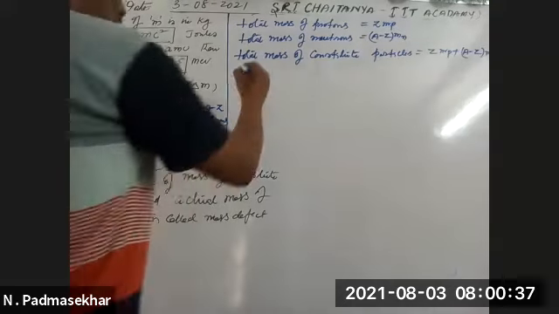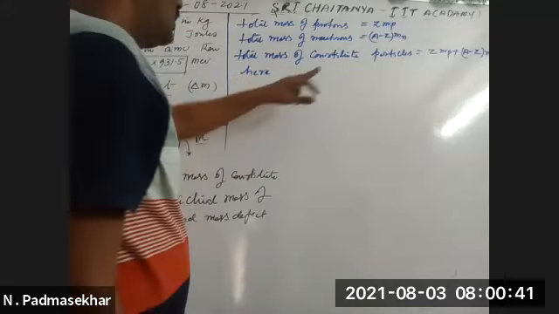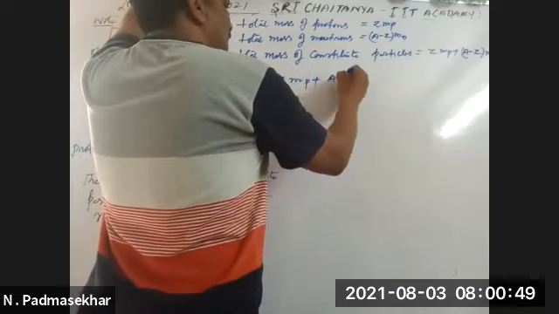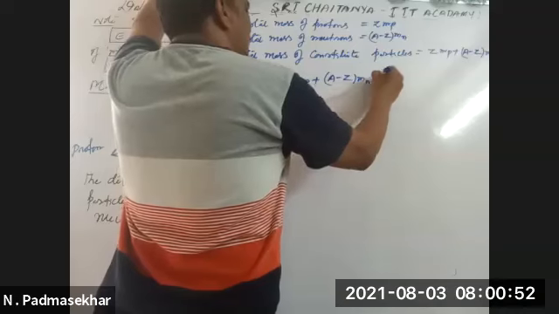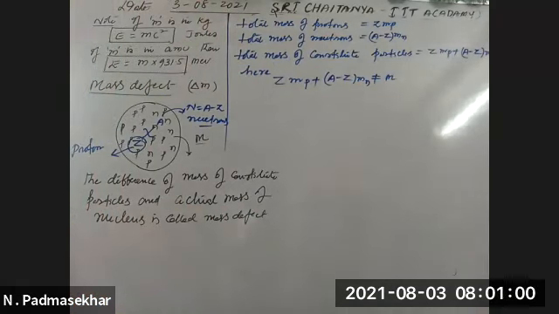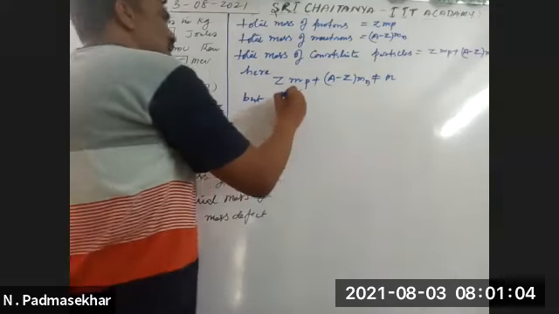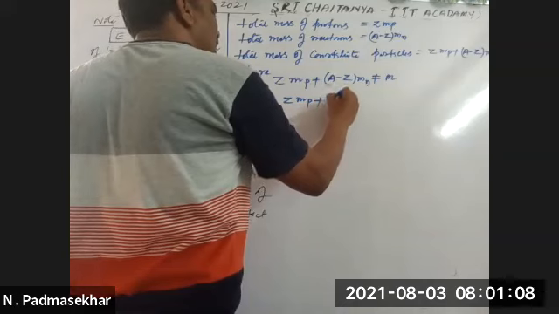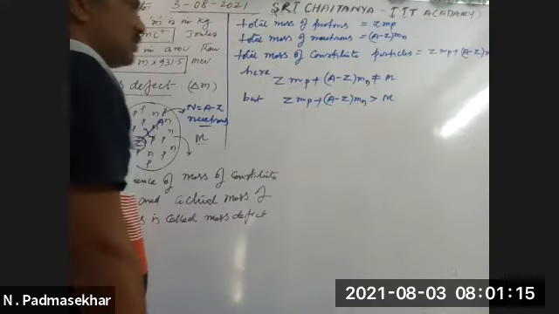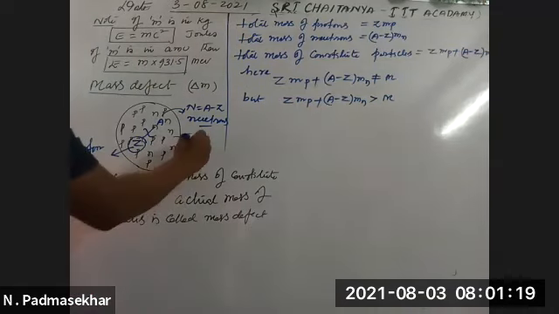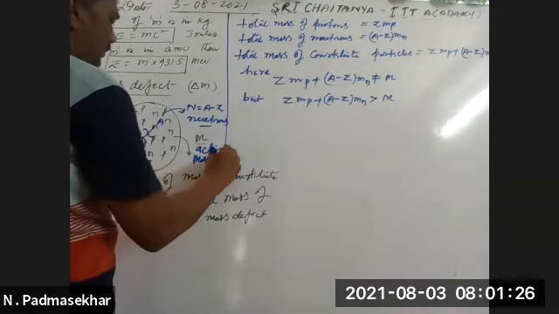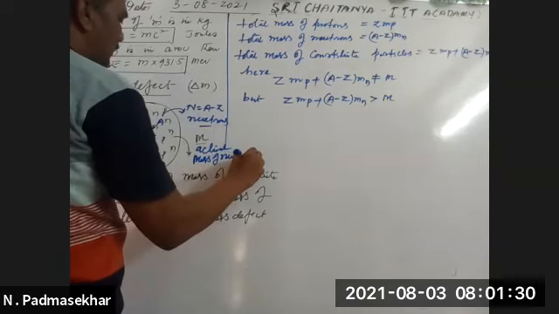Okay. So here the total mass of the constituent particles, Z Mp plus A minus Z Mn, is not equal to capital M. It is not equal to capital M. Rather, Z Mp plus A minus Z Mn is greater than the mass of the nucleus, the actual mass of the nucleus. M is the actual mass of the nucleus.